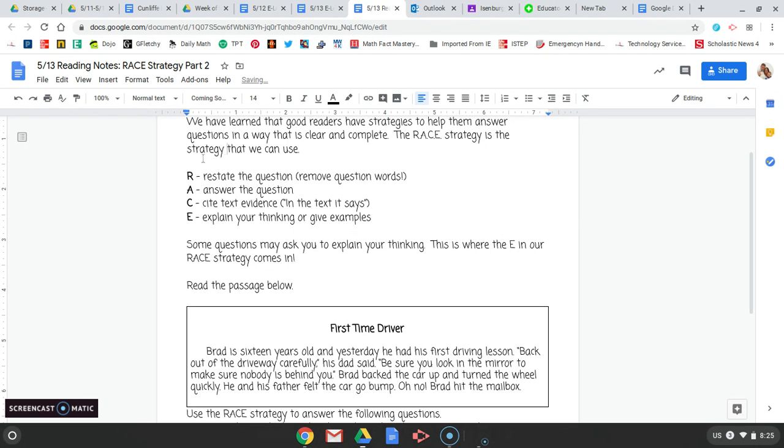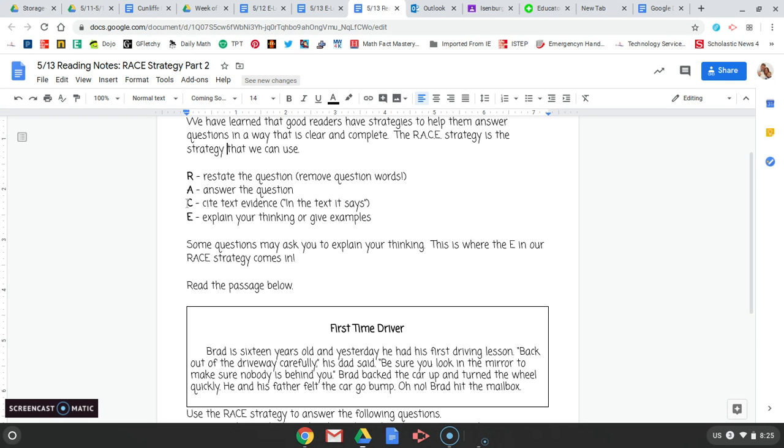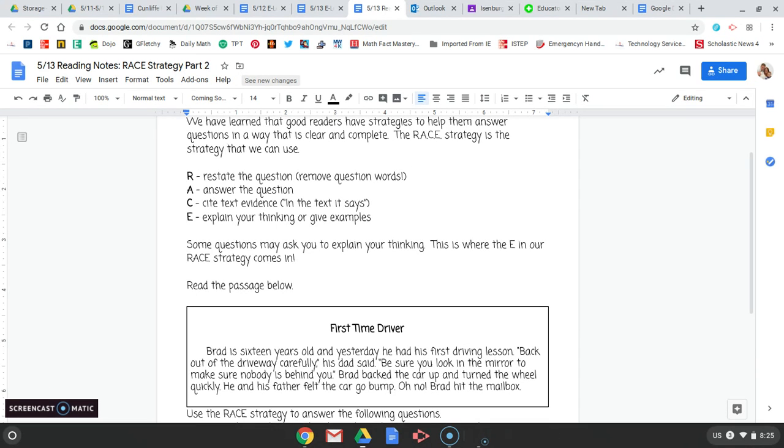All right. So remember the R in race stands for restate the question. And don't forget to remove those question words. The A stands for answer the question. The C stands for cite text evidence, and you can start that by saying in the text it says. And then the E, which is what we're going to focus on today, stands for explain your thinking or give examples.